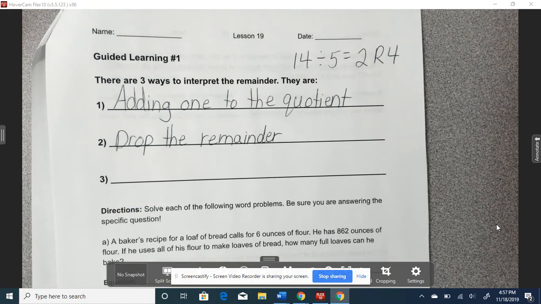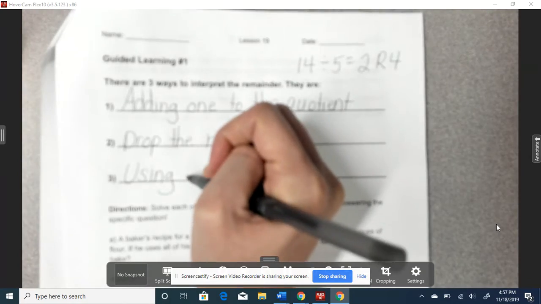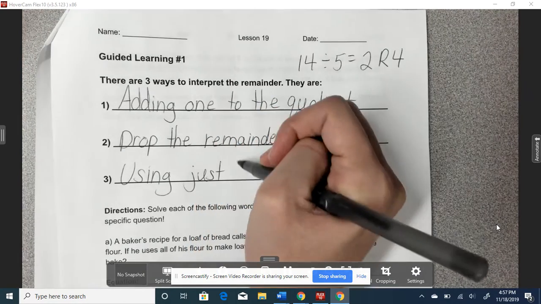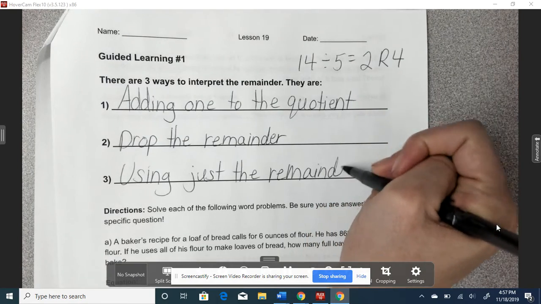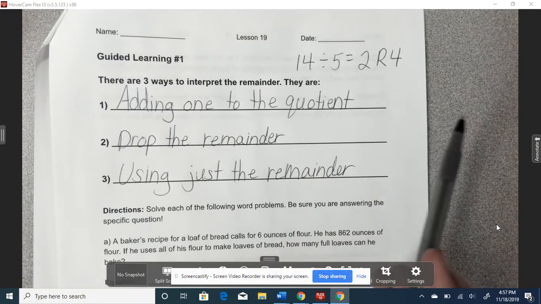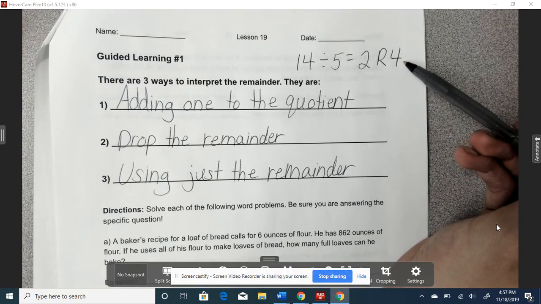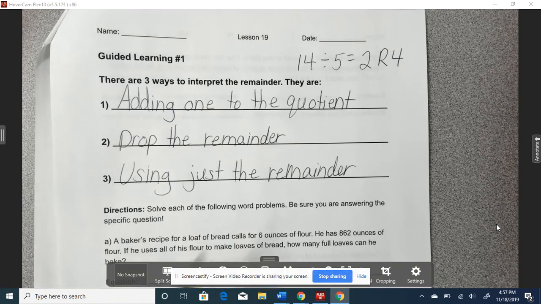The last way we can interpret the remainder is using just the remainder. So this might be a question that would say, how many people are in the car that's not completely full? We know that each car holds 5 people, but in that car that's not completely full, there's only 4 people. So if it was asking that question, we would know that 4 people are in that car not completely filled. Let's use this to solve the next 3 problems.